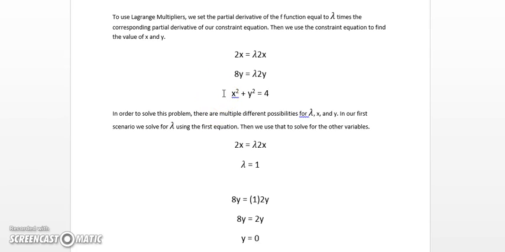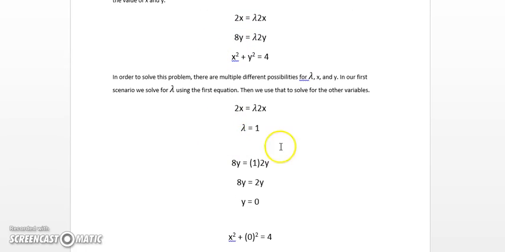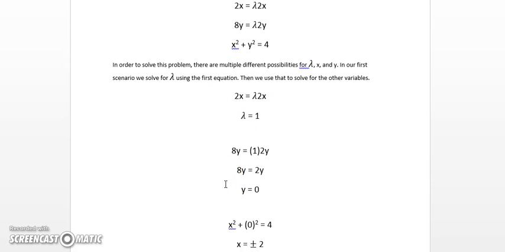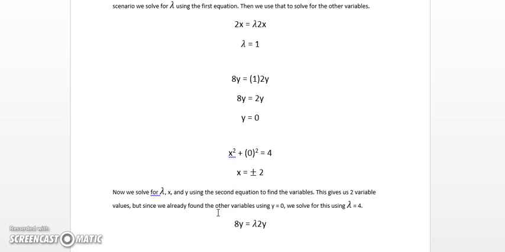Now we just do the basic algebra to solve for the variables. Because this is a complex system of equations, we can have more than one value for a certain variable, so we have to take that into account. The first thing we're going to do is solve for lambda using the x equation. This is very simple because the two x's are the same, so lambda is equal to 1. We plug that into the y equation to give us y equals 0. Then we plug y into the constraint equation to give us x equals plus or minus 2.